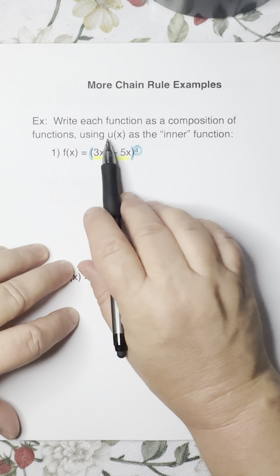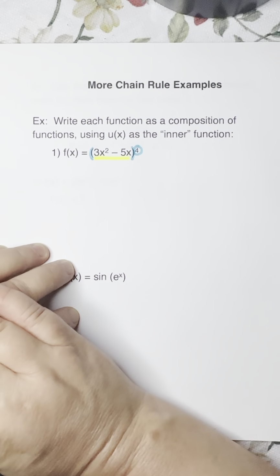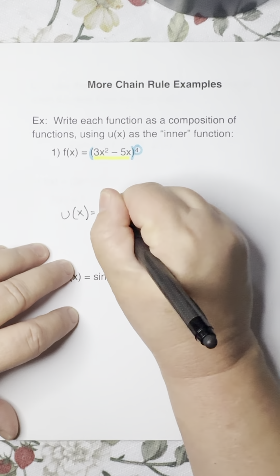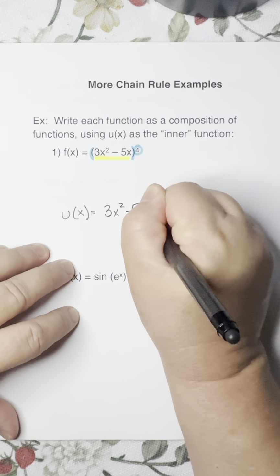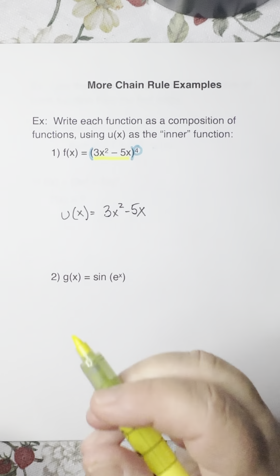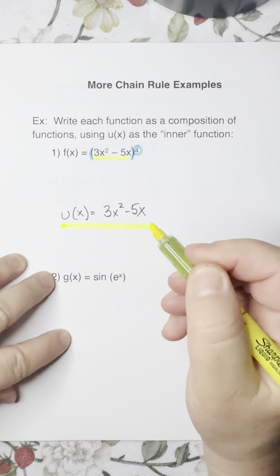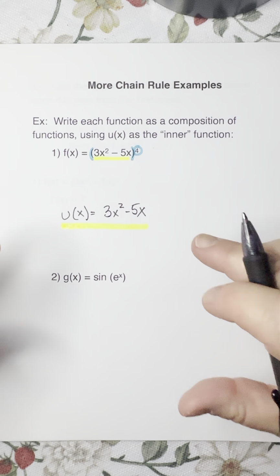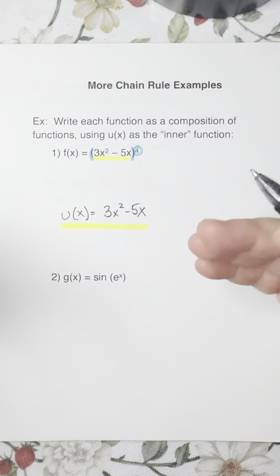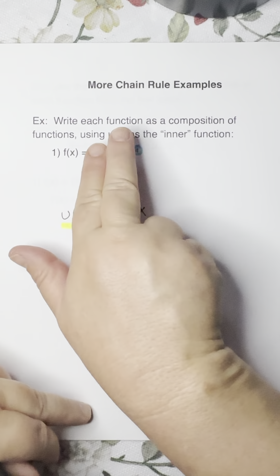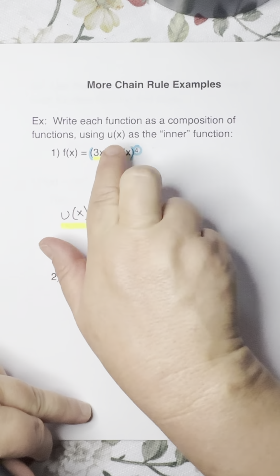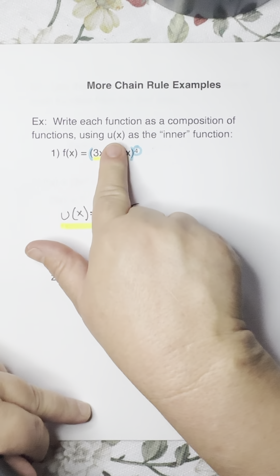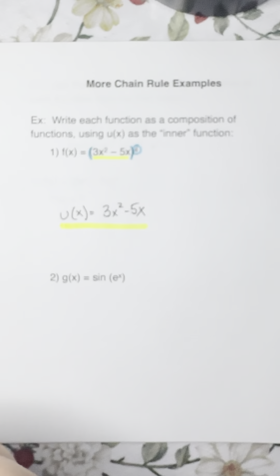So if I want to use u of x as the inner function, then that just means I want u of x to be 3x squared minus 5x. So u is going to be the inside function. So you can start with the inside. Now we have to think about, once we remove this, what's left? And what's left is, basically if you cover this up, you just have the 4th power.